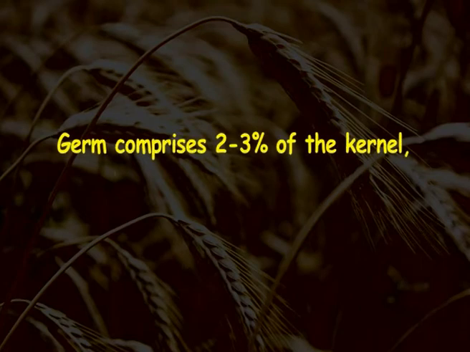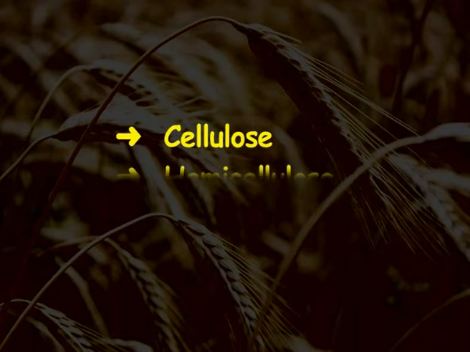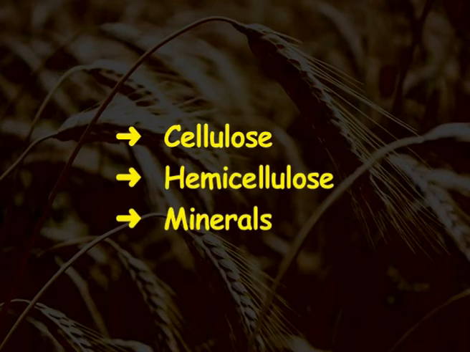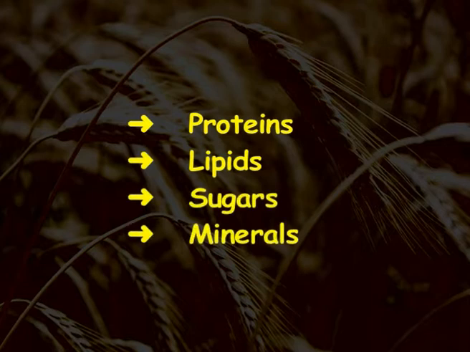In a well-filled wheat kernel, the germ comprises 2 to 3% of the kernel, the bran 13 to 17%, and the endosperm the remainder. The inner bran layers are high in protein, whereas the outer bran is high in cellulose, hemicellulose, and minerals. Biologically, the outer bran functions as a protective coating and remains practically intact when the seed germinates. The germ is high in proteins, lipids, sugars, and minerals. The endosperm consists largely of storage granules embedded in a protein matrix.